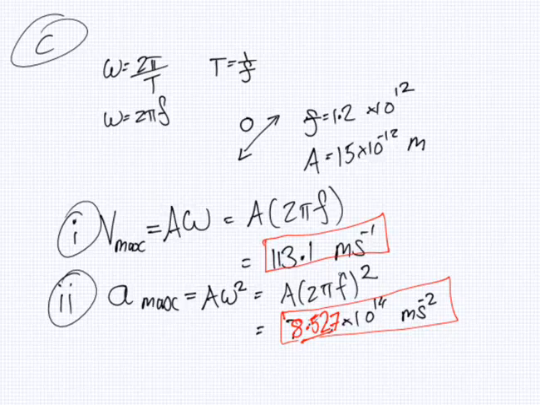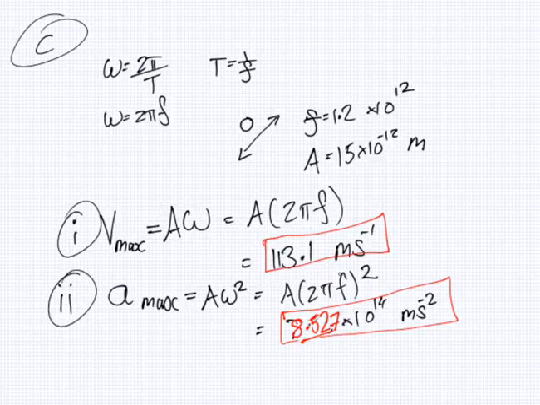Does anybody remember the formula for maximum velocity? That's what they want first. Yes, amplitude multiplied by omega. Do we know A? Yes. Do we know omega? We can get it because what does omega equal? 2 pi over T. And what does T equal? 1 over f. So you can get omega equals 2 pi f. So this equals A times 2 pi f.